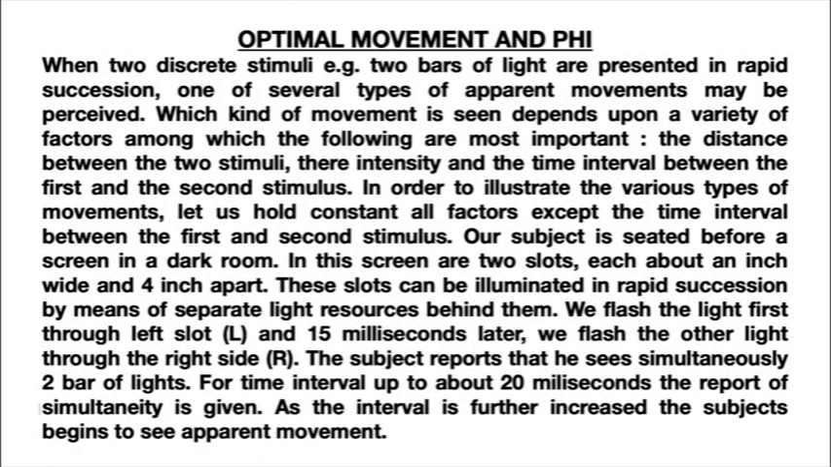In order to illustrate various types of movement, with a time interval of about 60 milliseconds, there is what is called optimal movement. The left bar appears to jump over the right one. It is as though the bar itself has moved. It looks like the left is jumping onto the right. So, when it is jumping to the right, movement is perceived, whereas there is no movement. Both the rods are stationary.